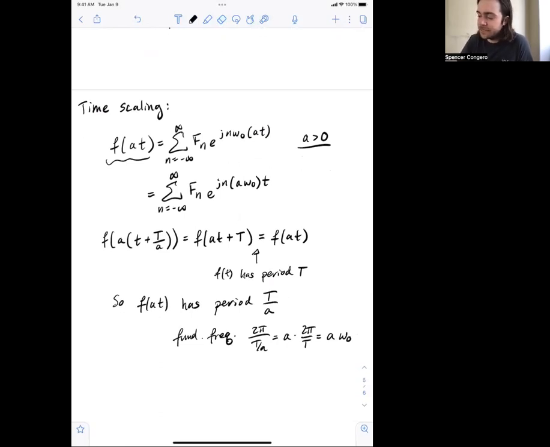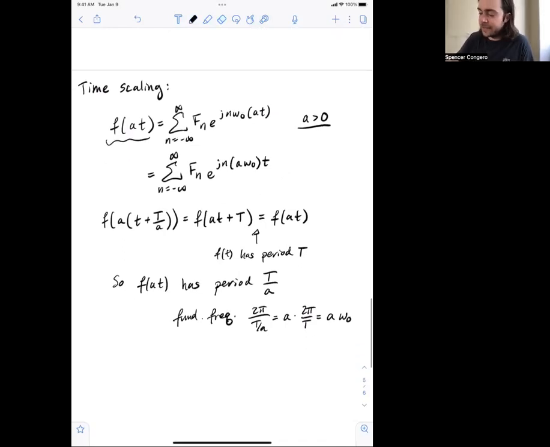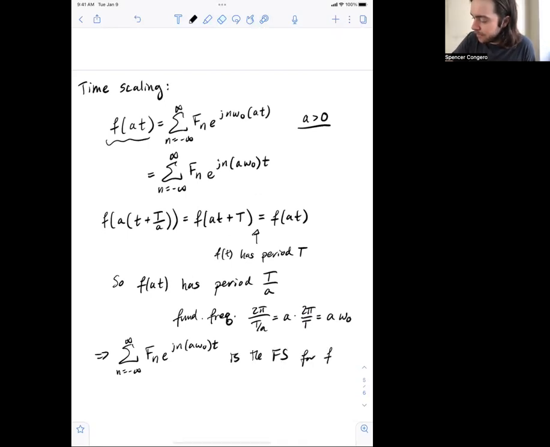And why do we need to go through this? Well, we need to go through this to say, hey, wait a second, this actually already is the Fourier series for f of at, because this a omega naught is exactly what I need in that position. I need the fundamental frequency of f of at. Let me just write that down. So this sum here is the Fourier series for f of at, because the Fourier series is the Fourier series coefficients times e to the j n omega naught t.